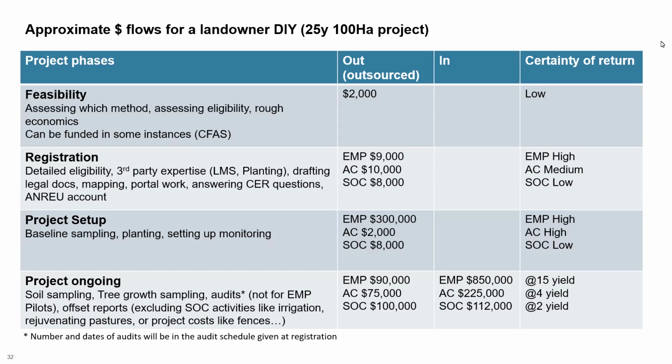minimum 6 months in the case of avoided clearing, and minimum 5 years, or maybe 3 years in the case of planting, you submit an offset report and you get some ACCUs. In the case of planting, you'll see the yield there in the last column that I've used to calculate the return, at $30 an ACCU. So for a planting project over the 25 years, you'll get $850,000, avoided clearing $225,000, and soil carbon a little bit more, over $100,000, based on those yields.